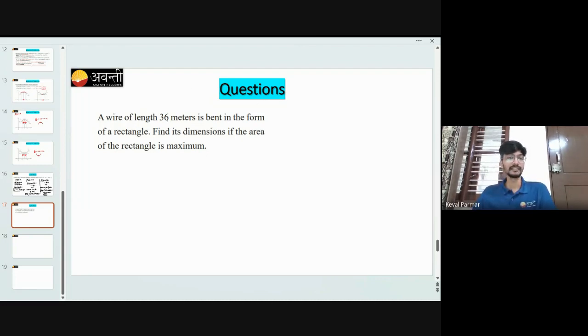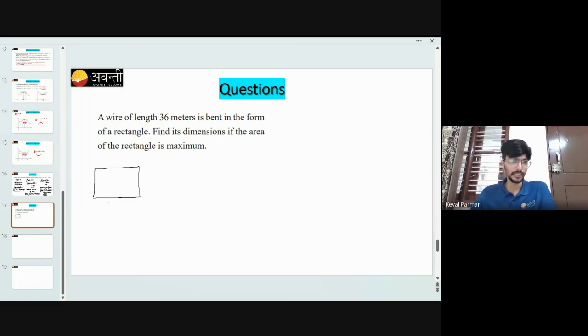A wire of length 36 meters is bent in the form of a rectangle. Means there is a wire of 36 meters and we have bent it into a rectangle. That means the total perimeter of the rectangle will be 36 meters. Find the dimensions if the area of the rectangle is maximum. What we have to do? We have to find the dimensions.